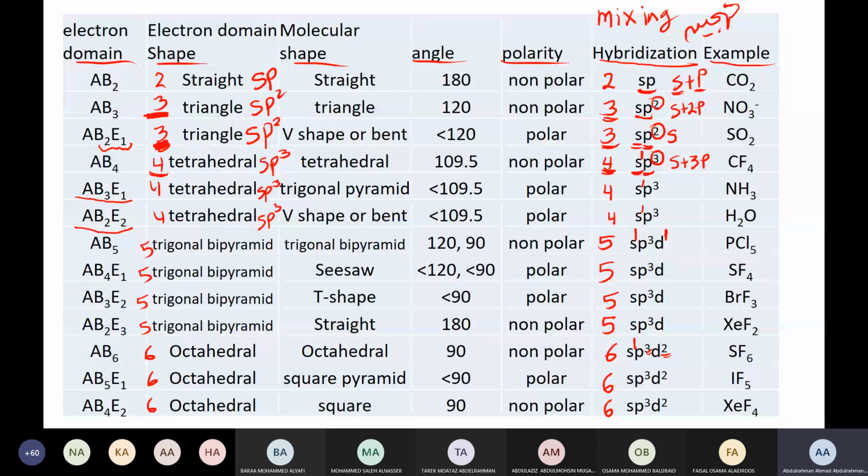This is very easy. As I said, this table you have to memorize everything in it. How about this one? sp3d1. You don't have to write the 1, sp3d. If we write sp3d, that means it's 5 total. How about AB4E1? Also the same. How about this one? Same. sp3d. How about AB6? sp3d2. The same for the last ones. I hope this is clear.